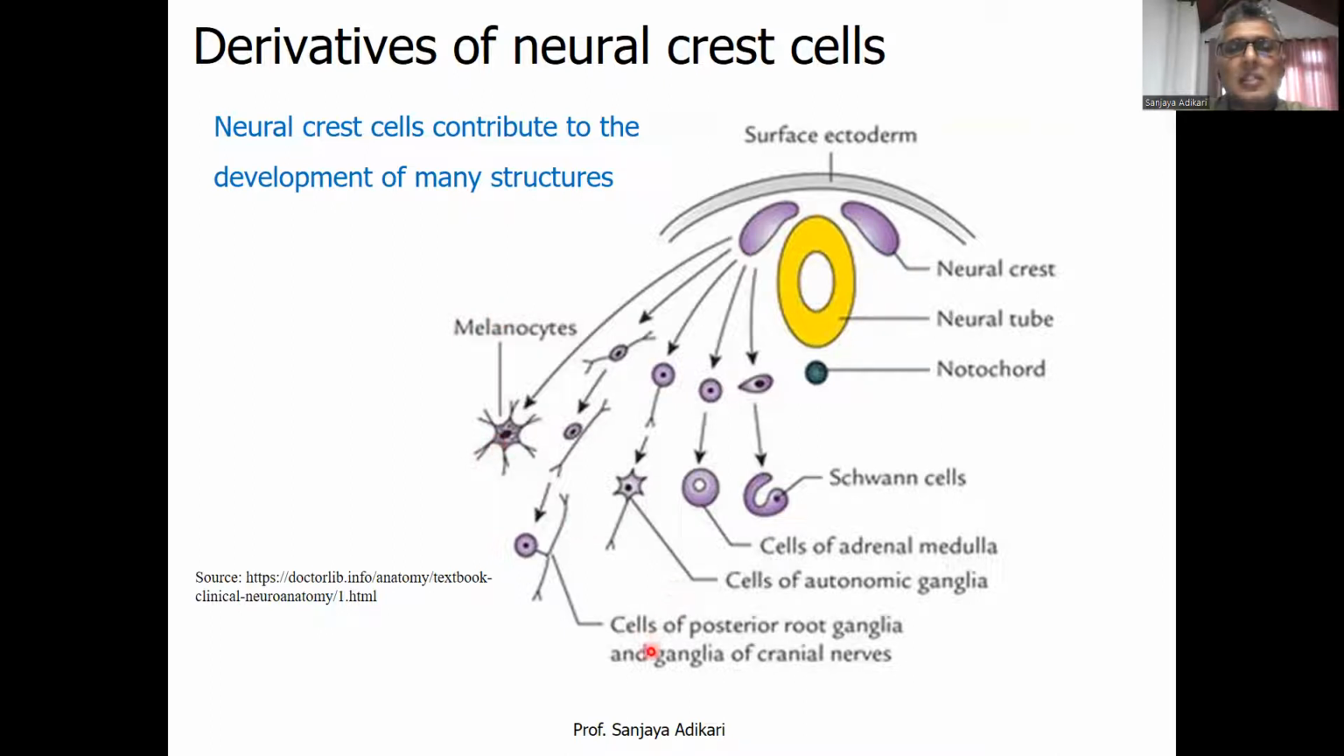Then the cells of the peripheral ganglia. They can be the dorsal root ganglia, ganglia of cranial nerves, and the autonomic ganglia, sympathetic and parasympathetic ganglia. They are all formed by neural crest cells. At the same time, the adrenal gland has a cortex and a medulla, and the adrenal medulla is formed by neural crest cells. And then the Schwann cells. Peripheral nerves are myelinated by Schwann cells.